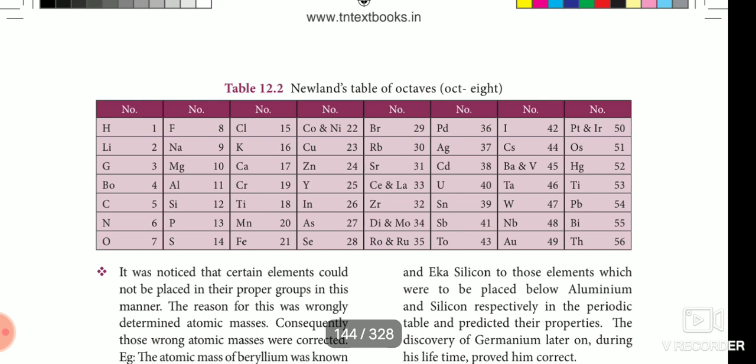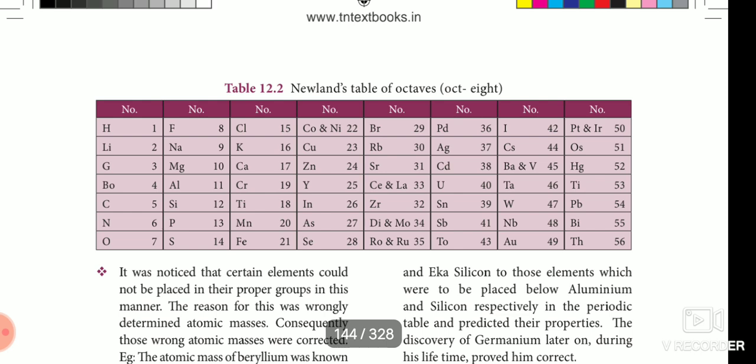Now the limitations of Newlands' Law of Octaves. First, two different elements are placed in the same place. For example, see the fourth column: cobalt and nickel. One place is filled with two elements, so in this case the octave rule is not obeyed.